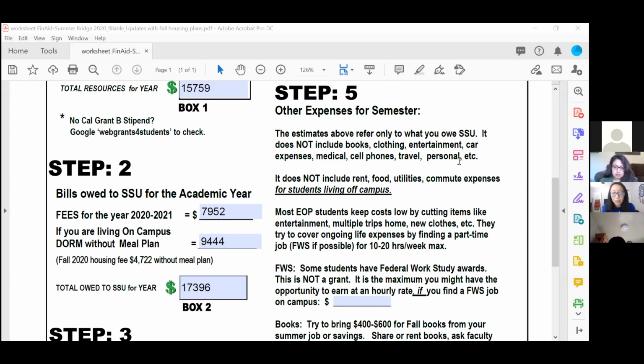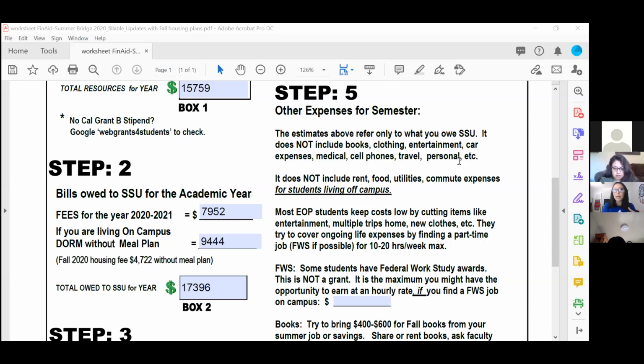I see some other questions coming through. Are we still having a fall housing fee if we aren't living on campus this fall due to COVID? If you're not living on campus, then you will not have a fee, okay? It's for those students to put into this step 2 if you're living on campus. So if you know you're planning on living on campus, go ahead and put in that amount. But if you're living off campus or at home, there's a difference.